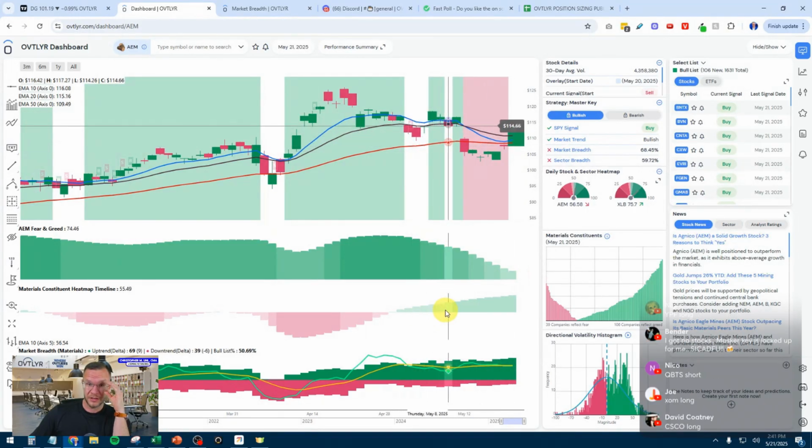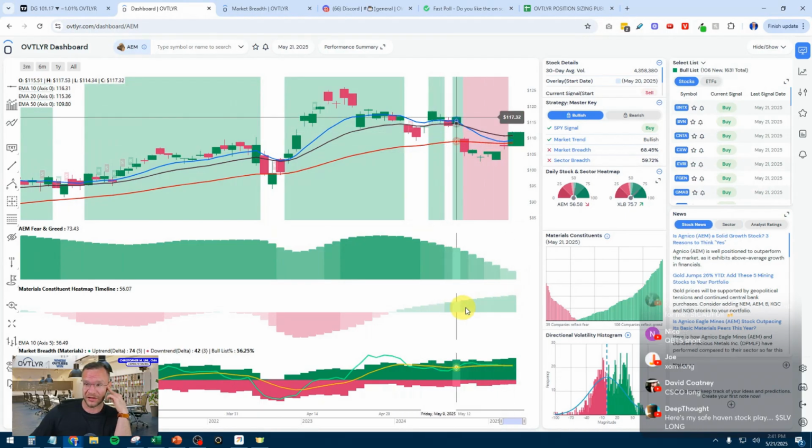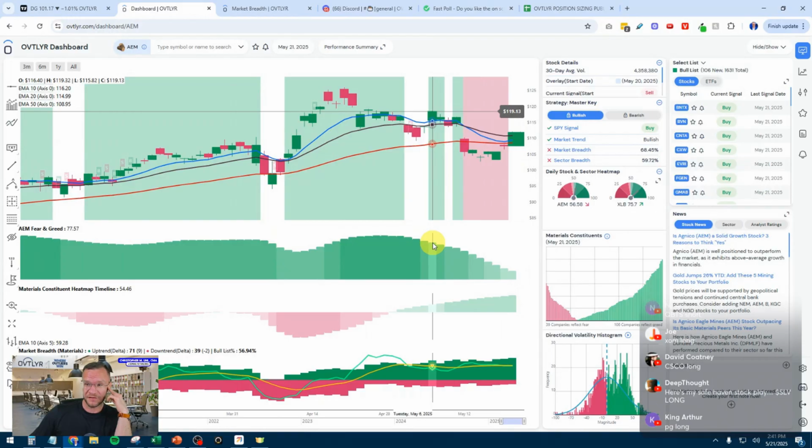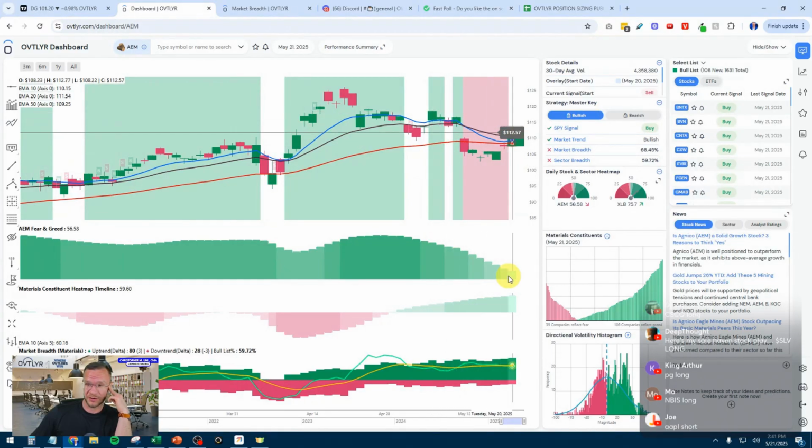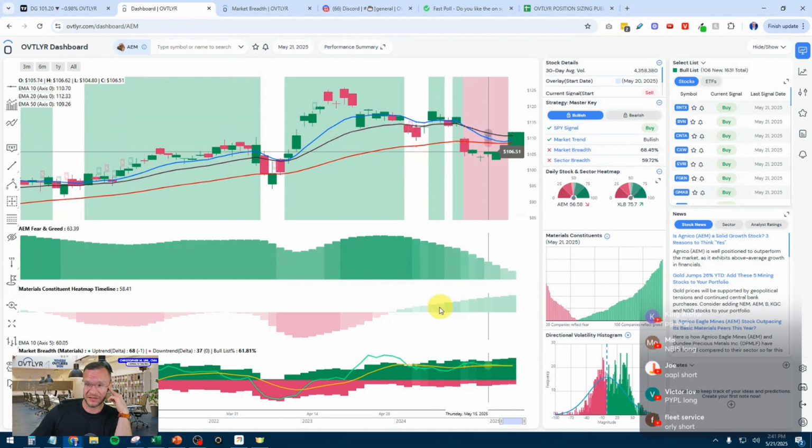Then looking up here in the materials sector, the materials sector itself is actually increasing on its greed, whereas the fear is coming into town on AEM. I don't know why, but that's what's going on here. We can see the difference in the sector versus the stock itself. And then we look on the breadth, and this is crossed bearish as well. So AEM does not look like a beautiful stock to me.